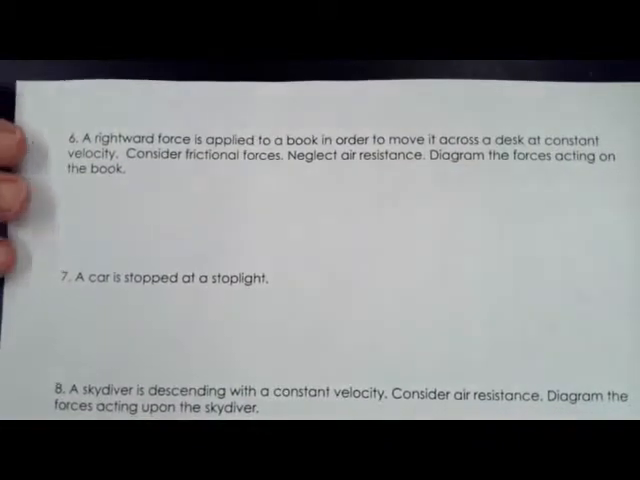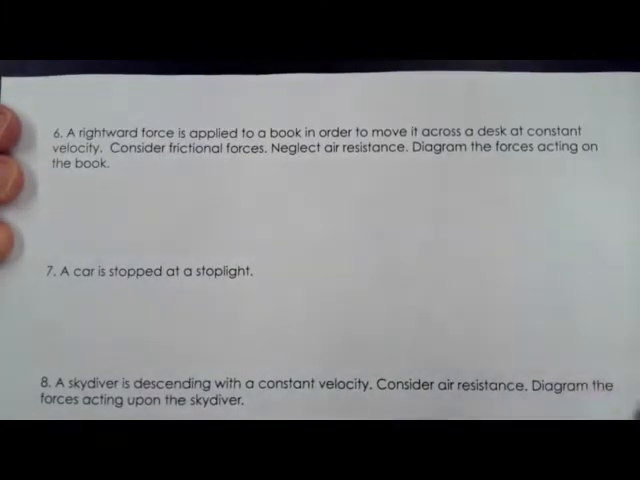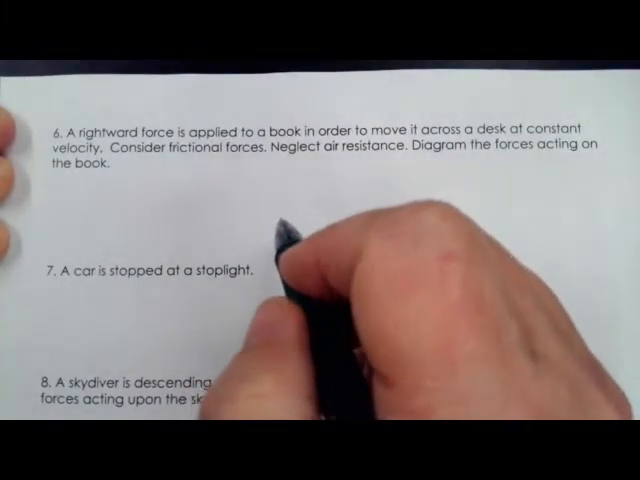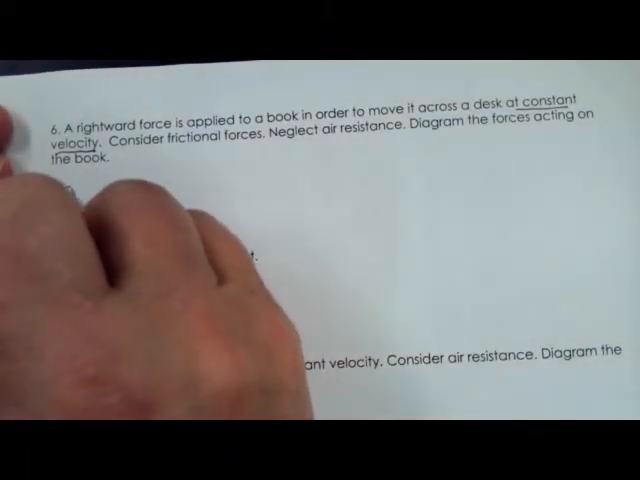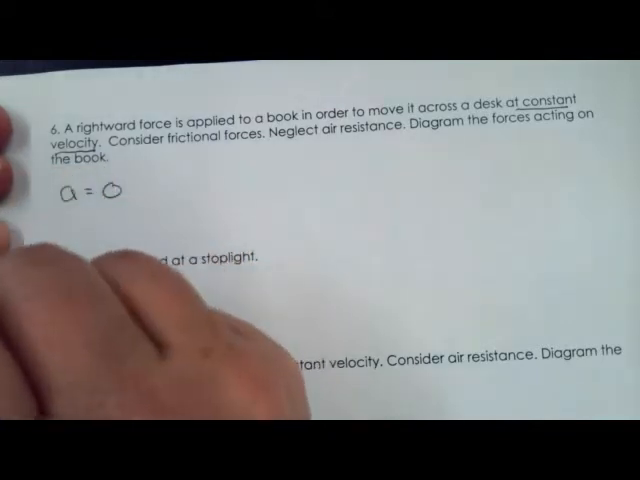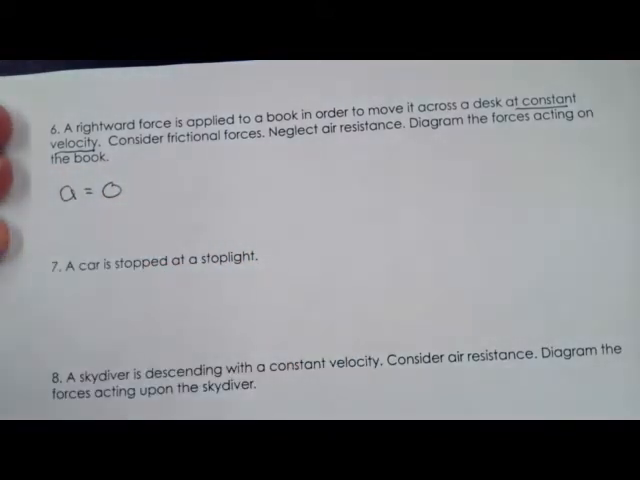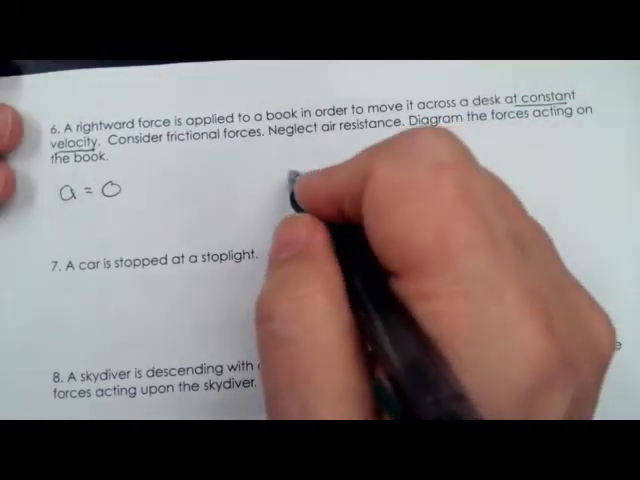Let's see if I can find the right paper here. There we go. Okay. So now we had a rightward force applied to a book in order to move it across the desk at a constant velocity. If it has a constant velocity, then the acceleration equals 0. Okay? If the acceleration is 0, that means the forces are balanced. So keep that in the back of your mind.